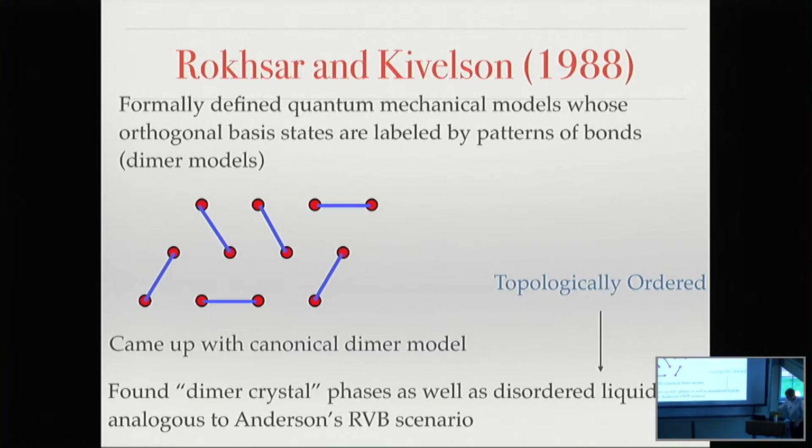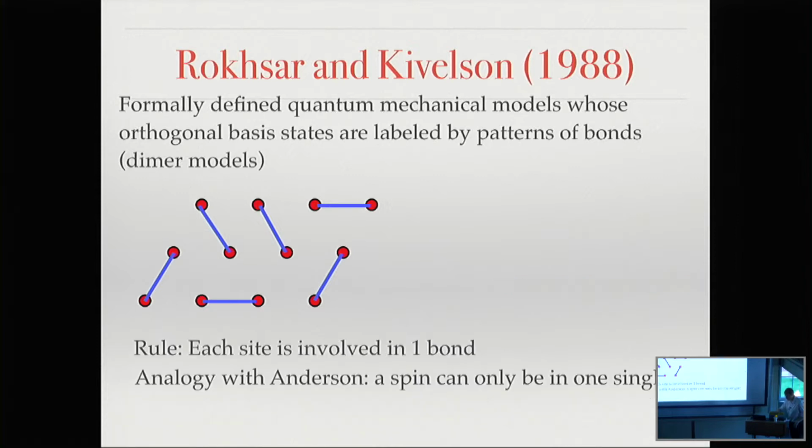And there's some of the nice examples of topologically ordered states that we have. All right. And basically the rule in writing down states is I can write down any pattern I want, but I can't have any site involved in more than one bond. Right? This is an analogy to these spin singlets, where you can't make a spin 1/2 in a spin singlet with more than one other spin. Right?